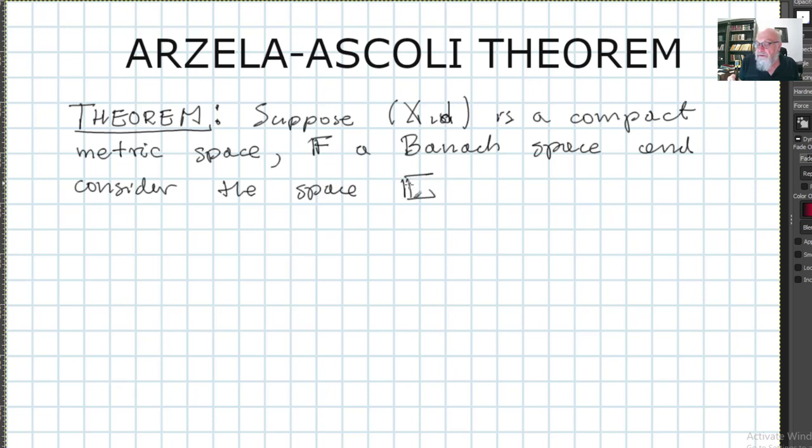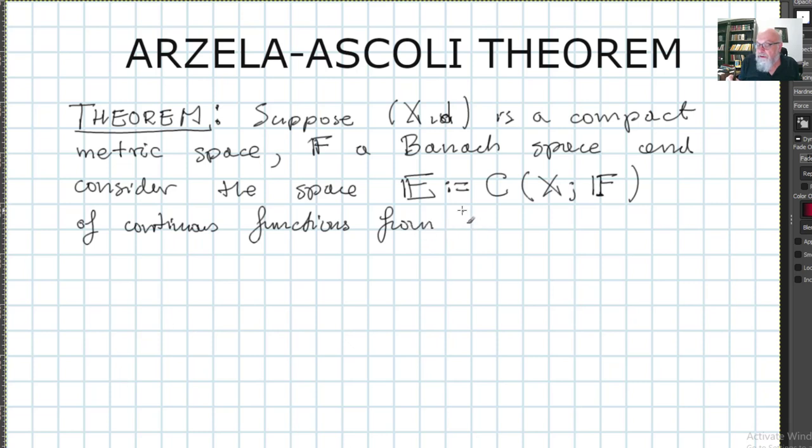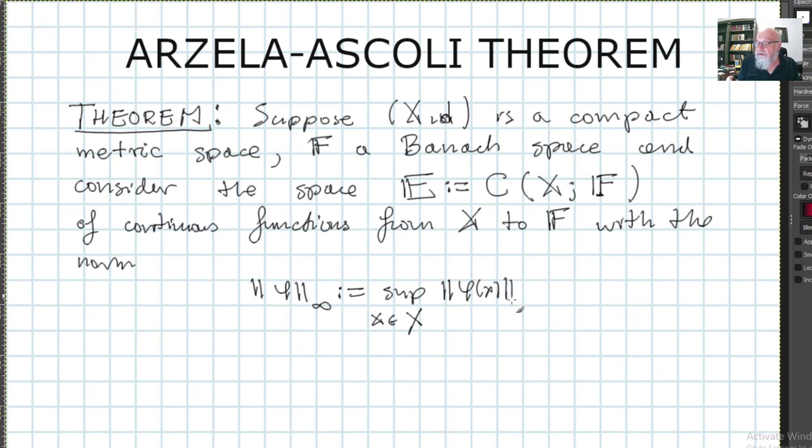I call this one E, and by definition it will be the continuous functions from X to F. We had this symbol before, so the space, and I can specify it, of continuous functions from X to F with the norm, and we can write it down, phi, this will be the infinity norm, such that that will be the supremum over x belonging to X of the norm of phi of x in the space F.